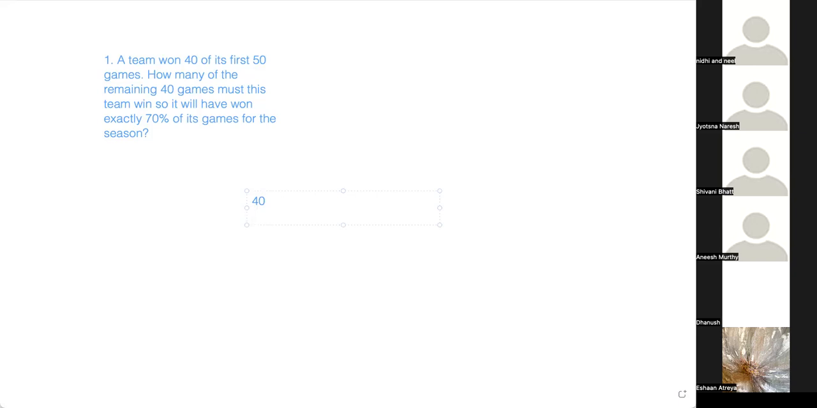Okay, good. So we know that the team won 40 out of the first 50 games, and there's a total of 90, including the remaining 40 games. So if they won 70% of the total, 70% of 90 is 63. So if they won 63 total, and they won 40 of the first 50, that leaves 23 to be won in the remaining games. So we know there's a total of 90 games because 50 games were done initially, and 40 remaining. So out of the 90 games, 70% is 63. They won 40 of the first 50 games, so that leaves 23 left.